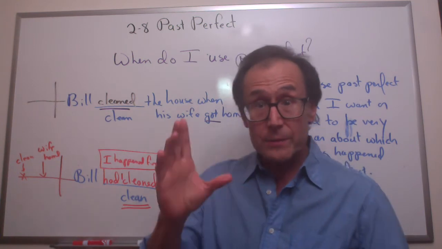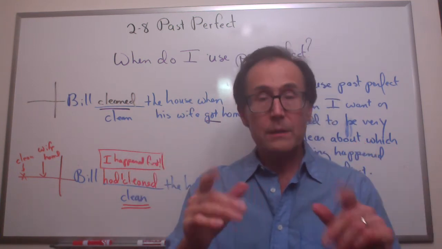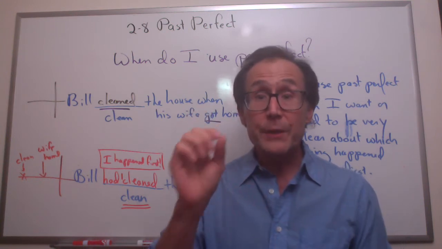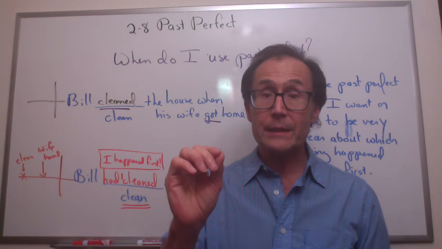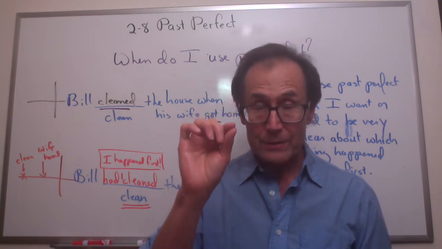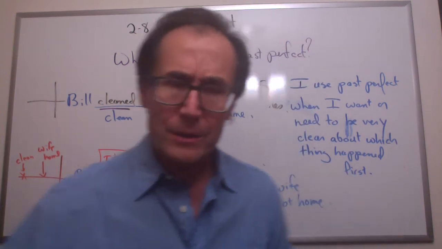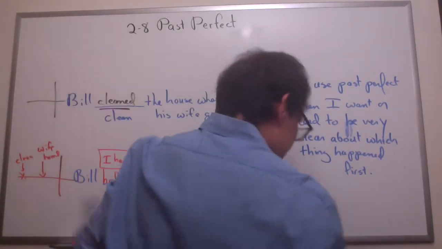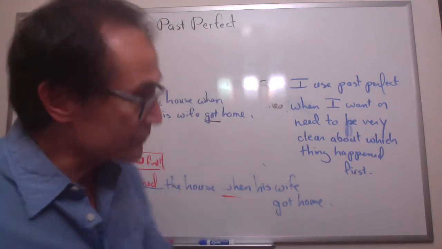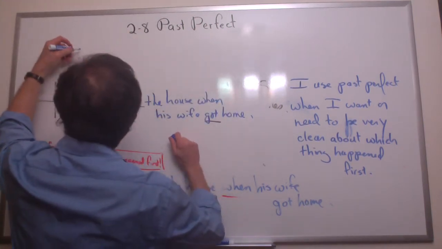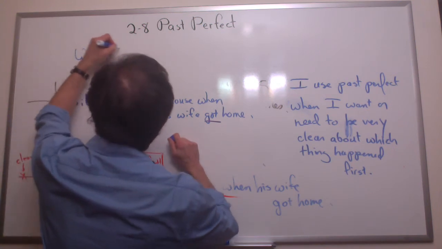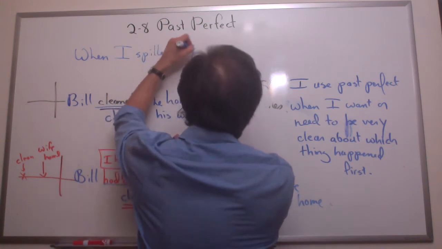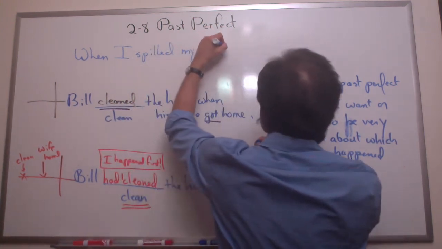So, when I spilled my tea, my pants got wet. Those happened very, very close together. But spill my tea, when I spilled my tea, happened a little bit first. So let me write that on the board. That's a lot to ask you just to hold in your mind. So if I say, let's write the sentence, and then we'll talk about it. When I spilled my tea, my pants got wet.